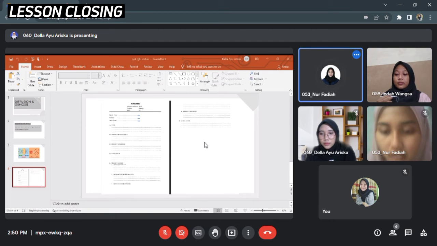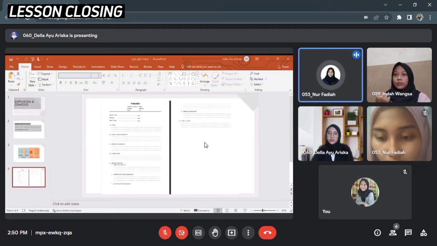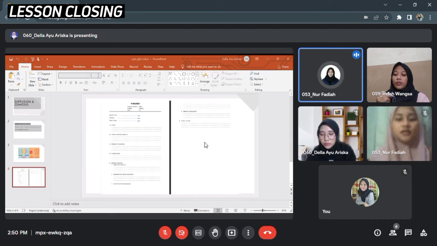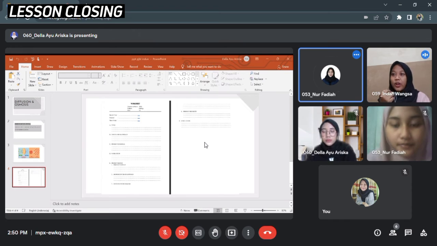Diffusion is defined as the net movement of molecules from an area of greater concentration to an area of lesser concentration. And then osmosis is a specific type of diffusion. It is the passage of water from a region of high water concentration through a semi-permeable membrane to a region of low water concentration. Okay, good job.